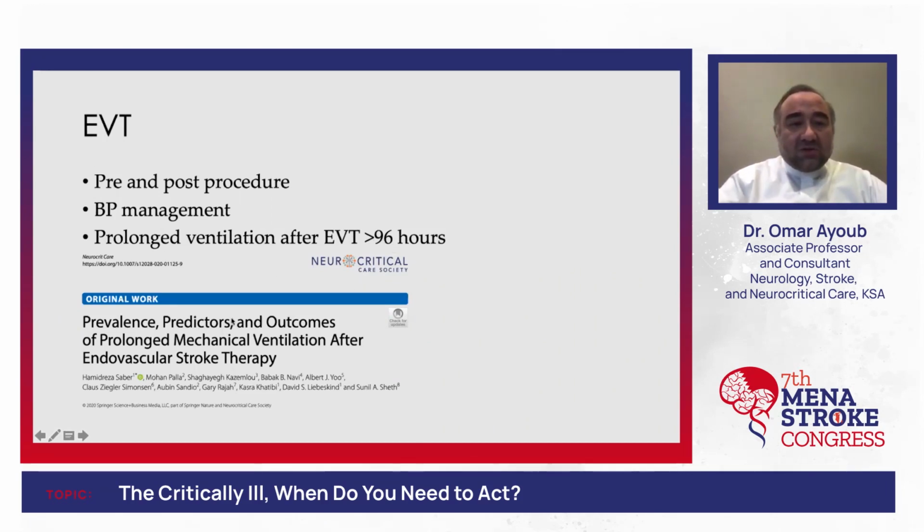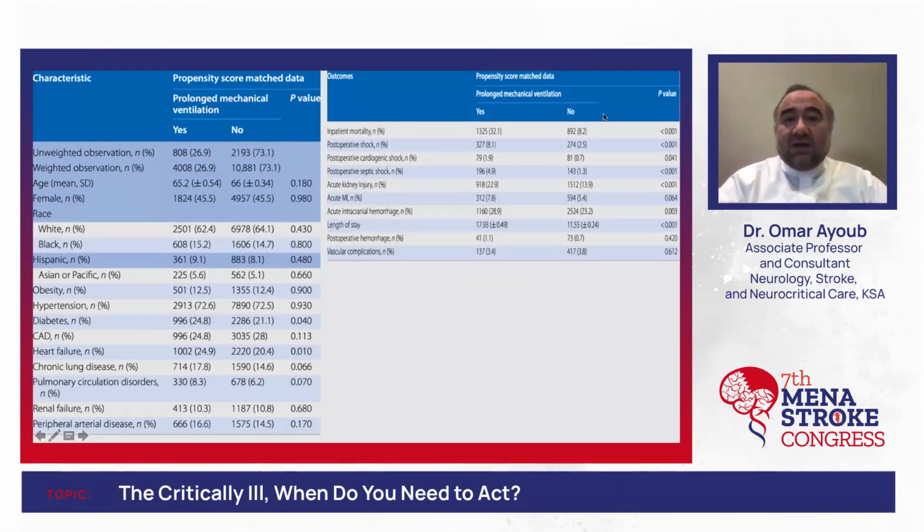This is one of the papers I like about the prevalence, predictors, and outcomes of prolonged mechanical ventilation after endovascular therapy. You can see that they looked at different characteristics and whether they are associated with prolonged intubation. There may be a hint of diabetes, if the patient has heart failure, and a hint that if the patient had a baseline chronic lung disease or pulmonary problem, then they will be more likely to be intubated for more than 96 hours. Does that affect anything?